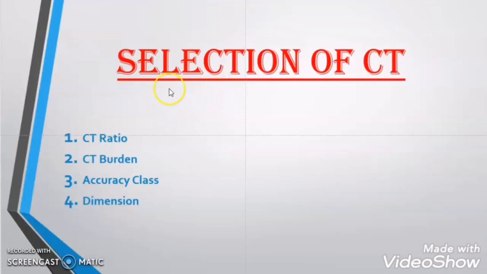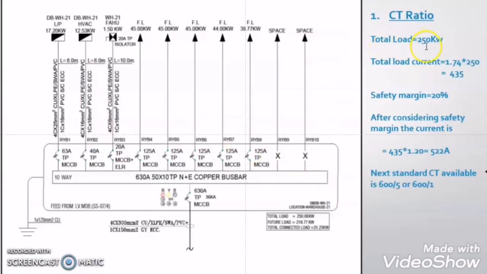As I told you, in order to select the correct CT, the first criterion is to calculate the CT ratio. So here in our example, the total connected load is 250 kilowatt. So the total current will be 1.74 into 250 kilowatt. So the total current will be 435 ampere. How did I get this value of 1.74?